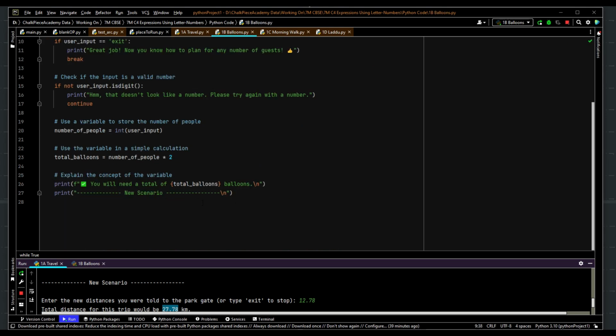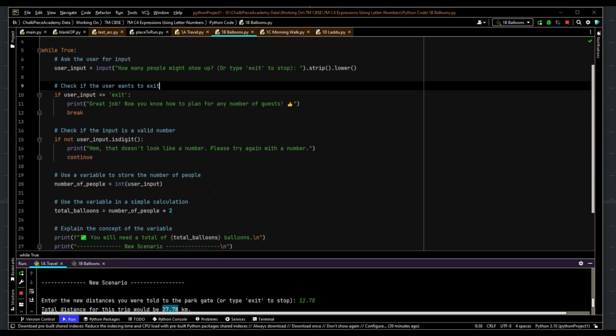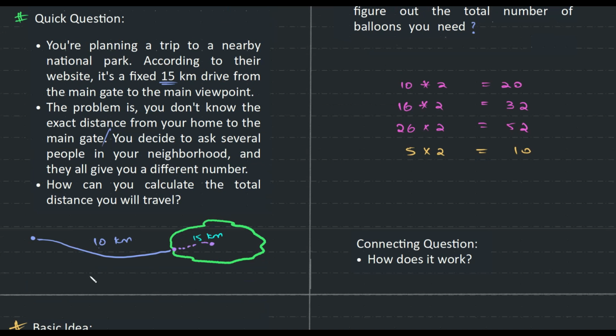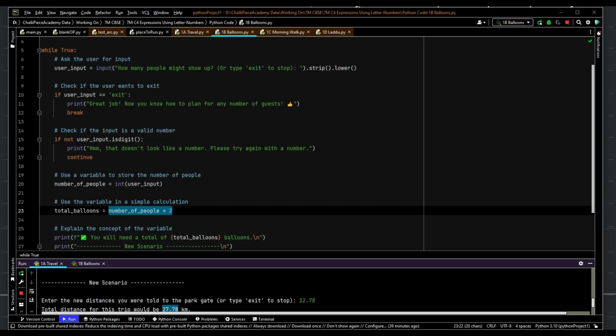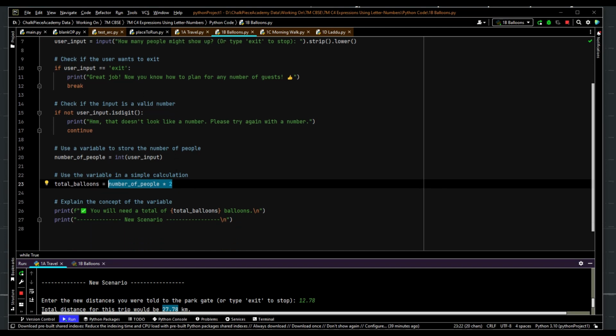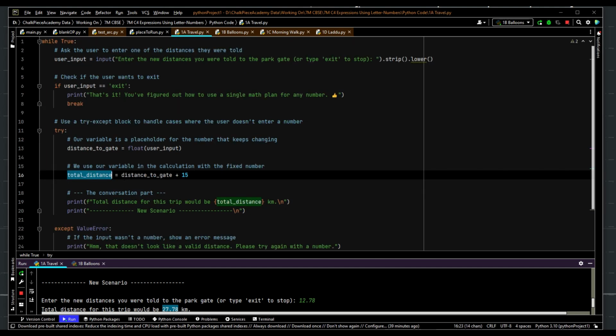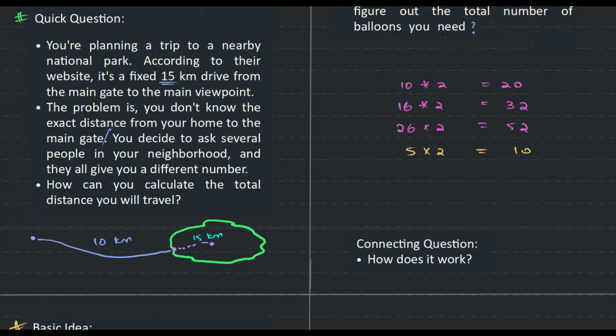Same thing with the balloon also. As you can see, it will be somewhere over here. Number of people, whatever we enter, it will multiply by 2 and give us the final answer. It's the same thing as what we did over here, right? 10 plus 15, 20 plus 15. But of course, that's in our head. The way we think in our head can be programmed, right? But it's the same funda. Number of people into 2. Here, distance to the gate plus 15. So that's the whole funda.